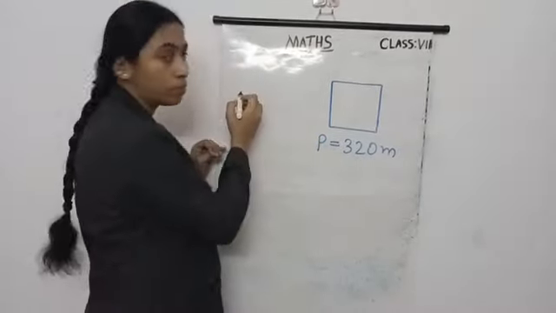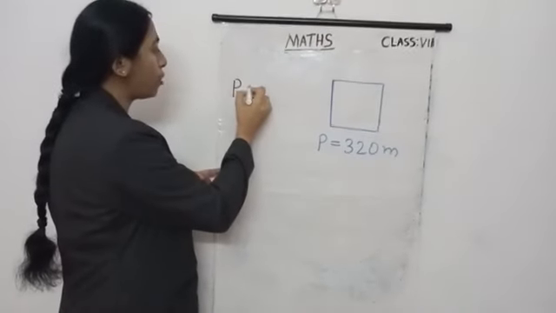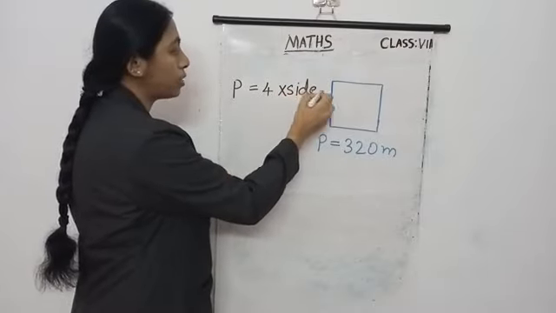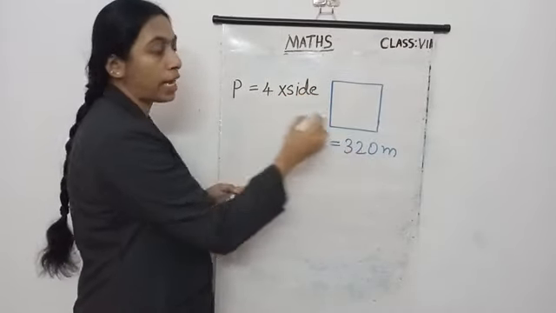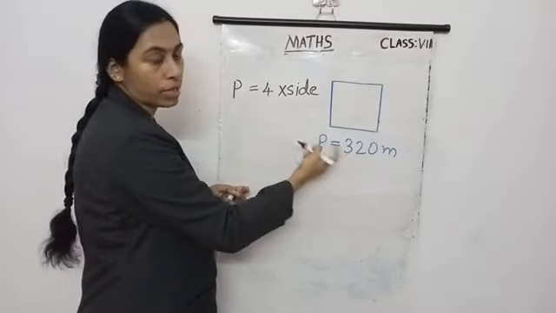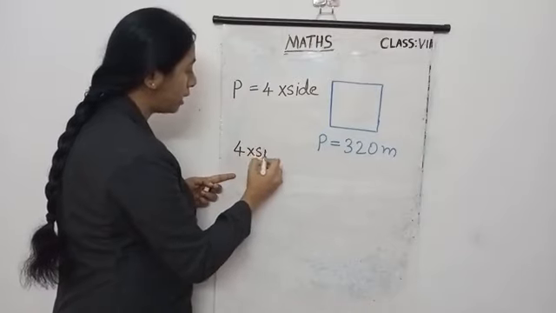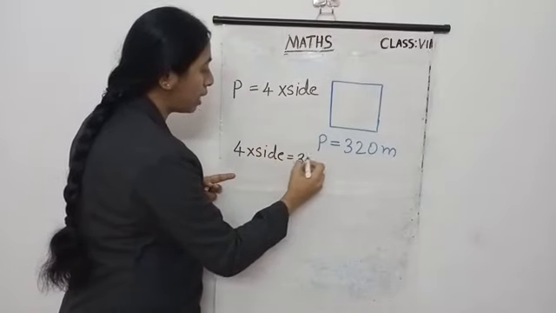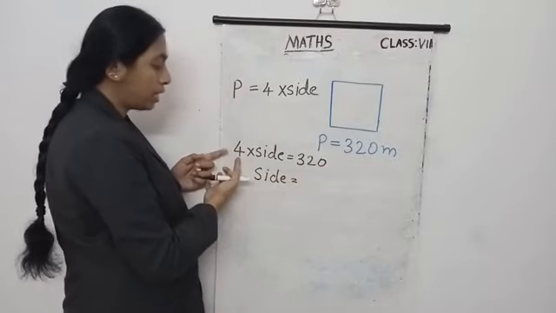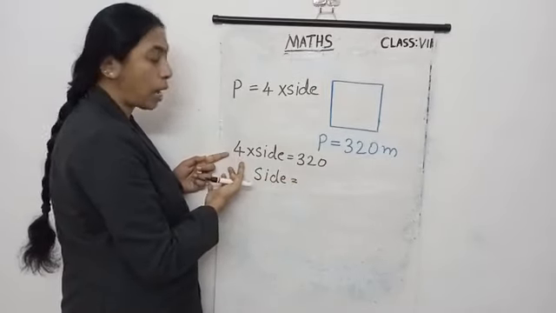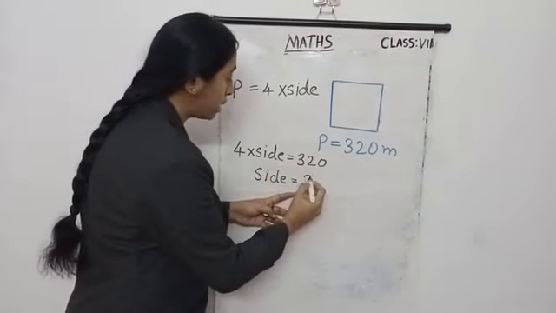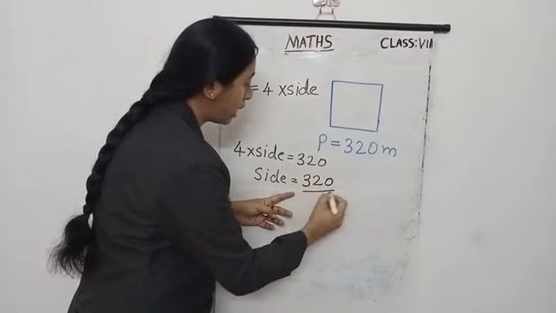Okay. So equation for perimeter is 4 into side. Given 4 into side equal to 320. So we are going to equate both of this. So 4 into side equal to 320. Now side is equal to, this constant 4, constant number 4 is transposed to the right hand side. Okay. So 320 divided by 4.